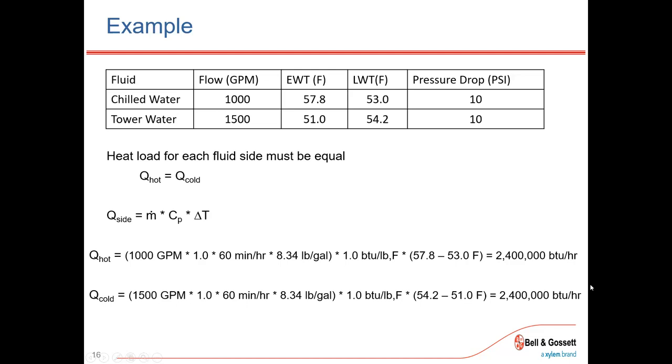Perfect. So here's just an example where the first step would just be making sure that everything is in order in terms of being balanced. So we want to make sure that when we put things down on paper that they make sense. So people know, am I following the chilled water load or am I following the tower load? In this case, we have 1,000 gallons a minute on the chilled water at 57.8 entering, leaving at 53, with a pressure drop maximum of 10 PSI. On the tower side, we have 1,500 GPM at 51 degrees coming in, 54.2 going out. What we did is we just plugged this in to determine our load here, and they do match at 2.4. And so we get past that step.